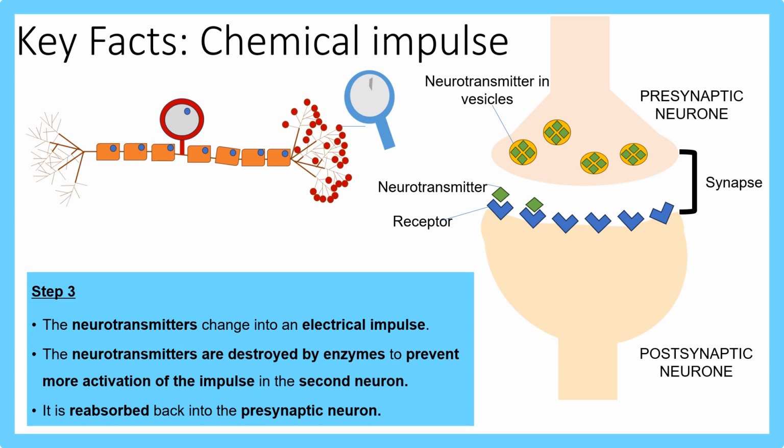So to prevent overactivation of the neurotransmitter, what you would have to do is destroy the neurotransmitters by enzymes once a signal has been reached, and this helps control the activation. Another way is that it can be reabsorbed back into the presynaptic neuron.